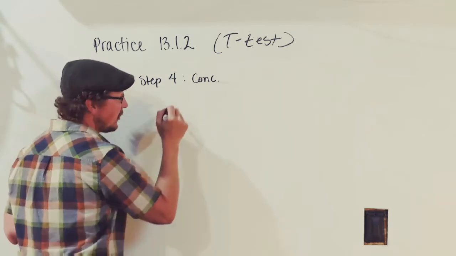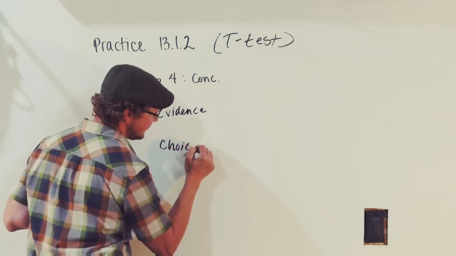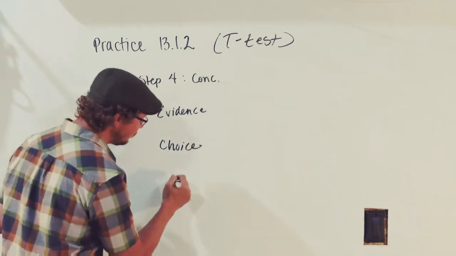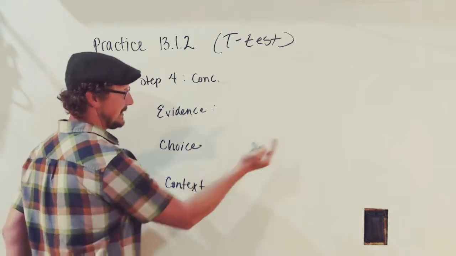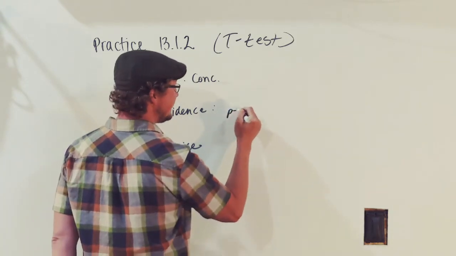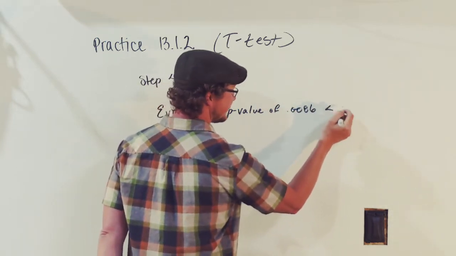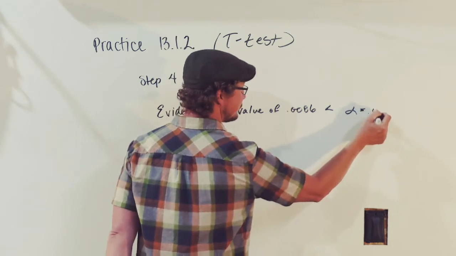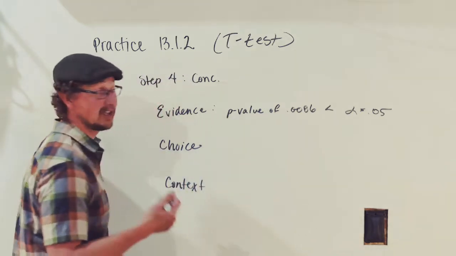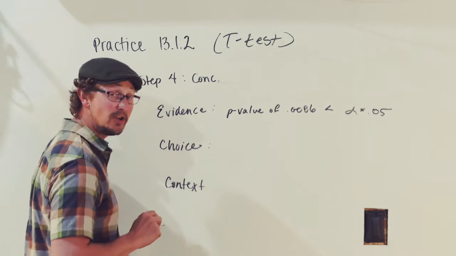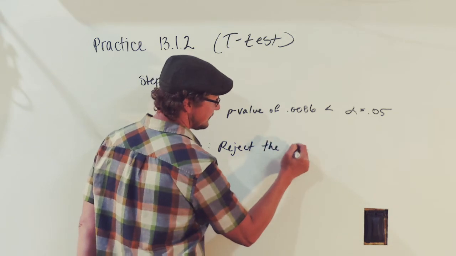So we need 3 things, as always. We need evidence. We need to make a choice, and then we need to put that choice into the context of the problem. So what is our evidence? Well, I erased it, but it was our p-value of 0.0086 was less than our established alpha of 0.05. That makes our choice really easy. 0.008 is way less. So we have no issue saying that we reject the null hypothesis.